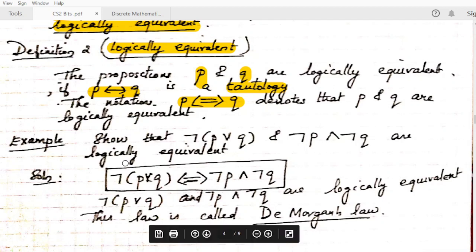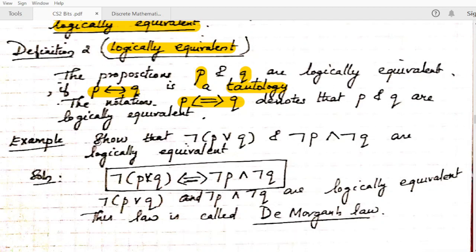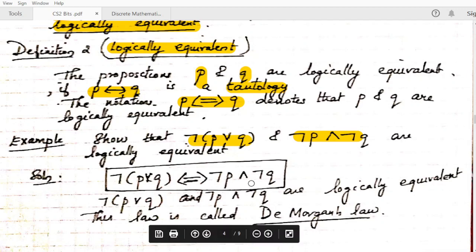So next we are having an example on logically equivalent propositions. The example is, show that negation (P or Q) and negation P and negation Q are logically equivalent. So we are going to prove that these two compound propositions are logically equivalent.